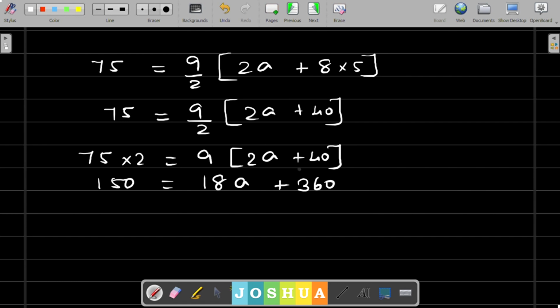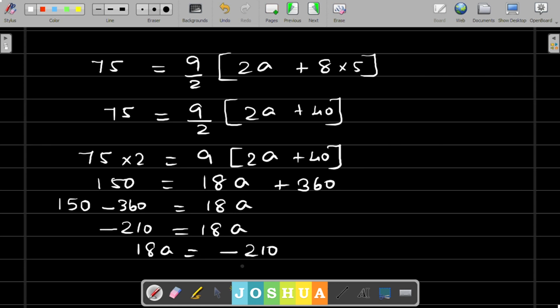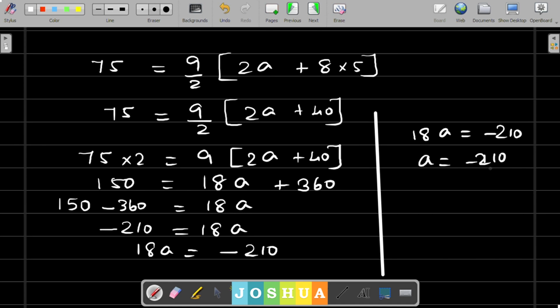Okay, 360. So now how to minimize this one? So 150 minus 360, that is equal to 18a. When you subtract this one, what answer will we get? 150 minus 360 is equal to minus 210. So minus 210 is equal to 18a, or 18a is equal to minus 210. Take the value to the other side and get the answer here. So in this case a is equal to minus 210 divided by 18.